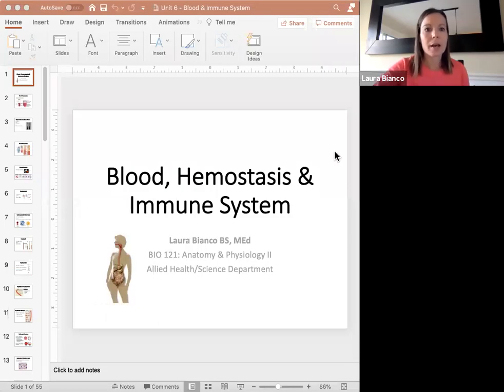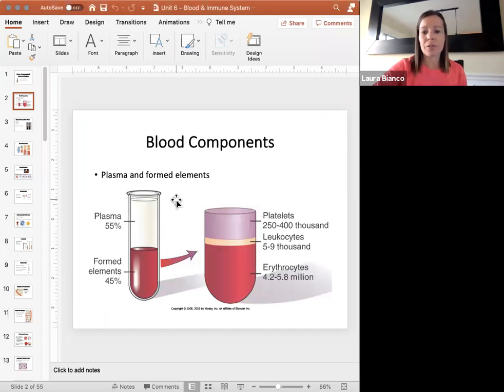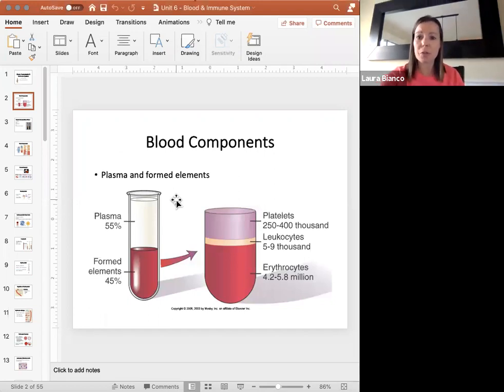All right, I am just going to go over some of the major concepts related to blood composition and the function of the various blood cells. And I will just start with a brief overview of blood and its composition. Although it doesn't seem like it, blood technically is a connective tissue.